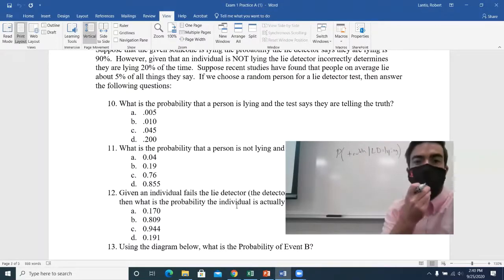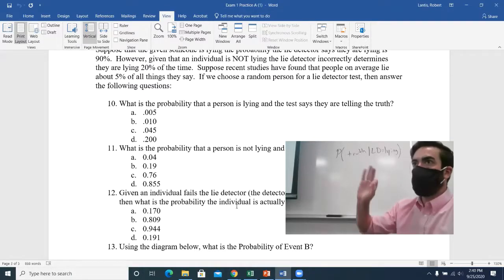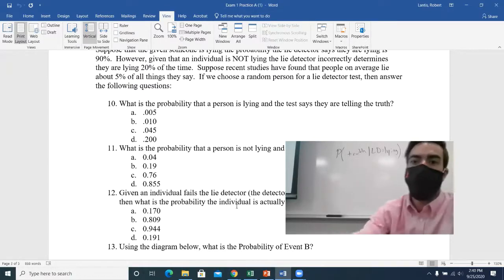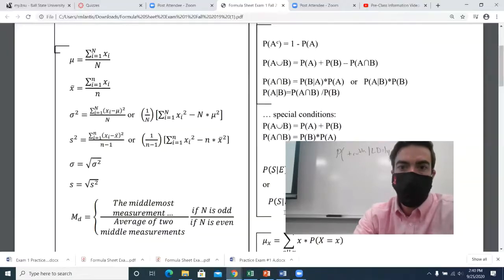Okay. Now, I wasn't given this probability directly. If we look back at those first three things we've written down, I didn't have that, right? What I did have was this formula sheet.